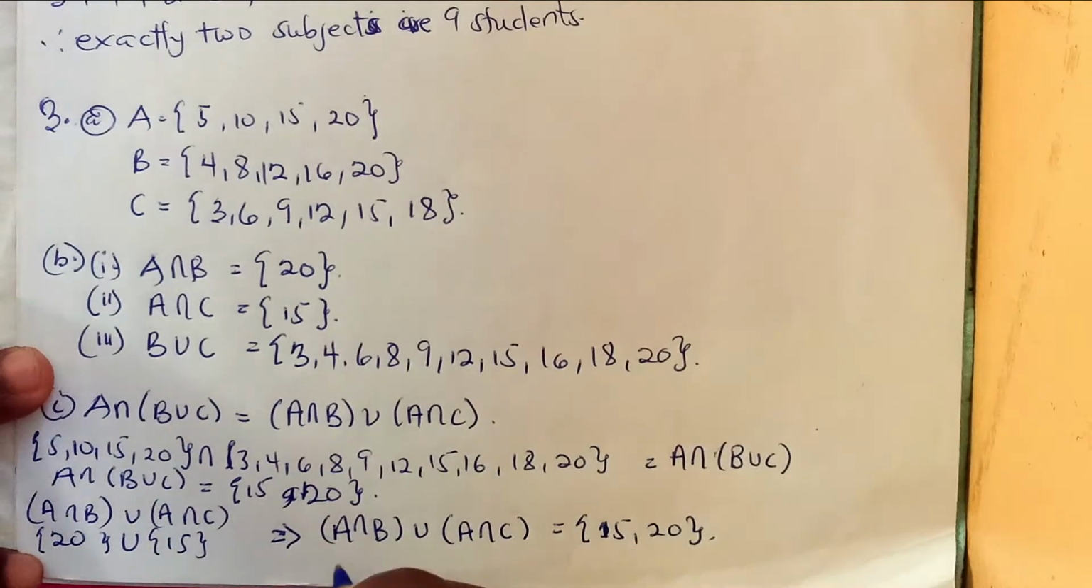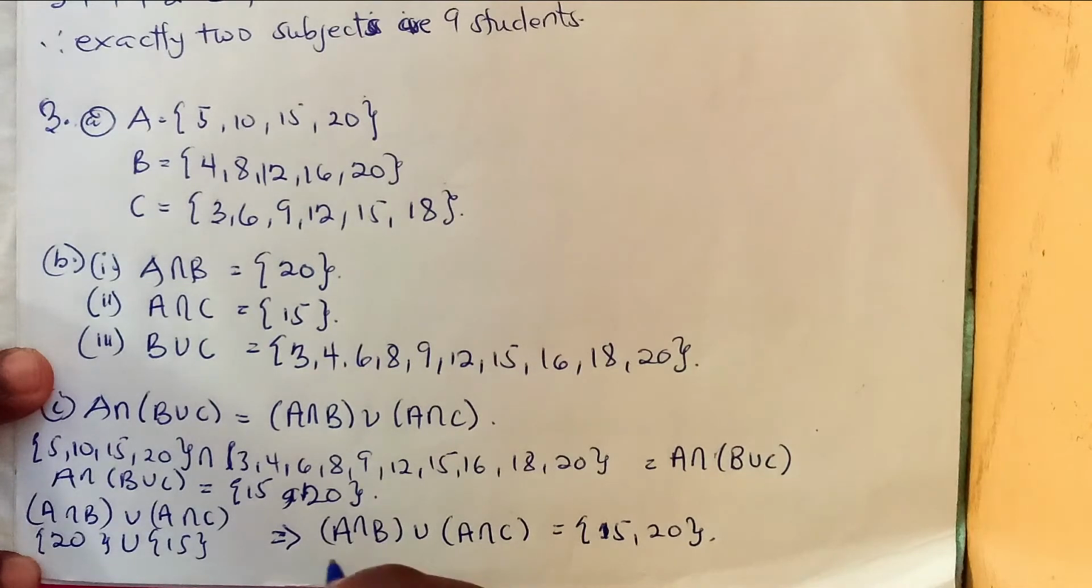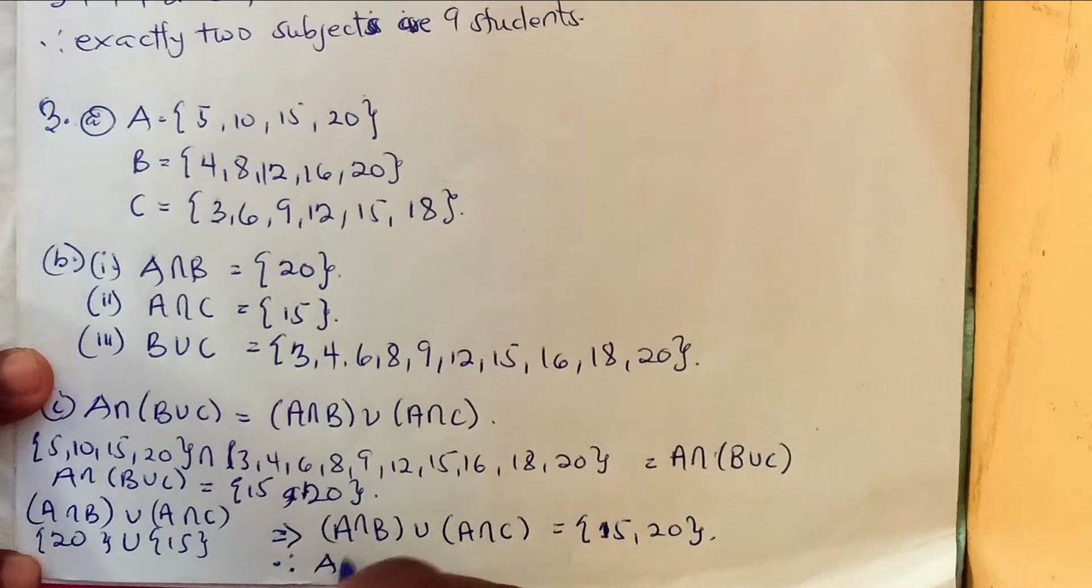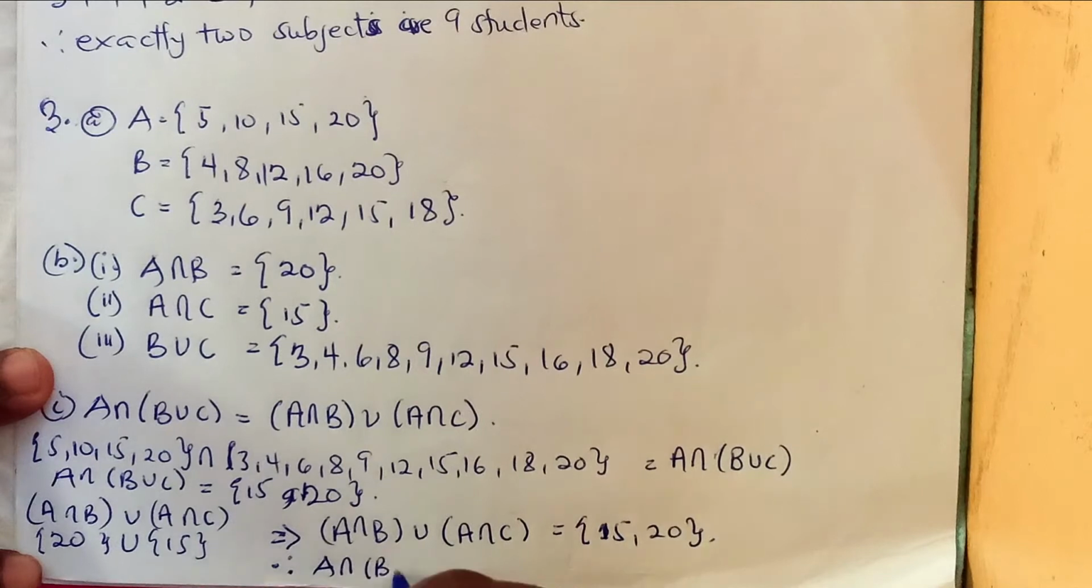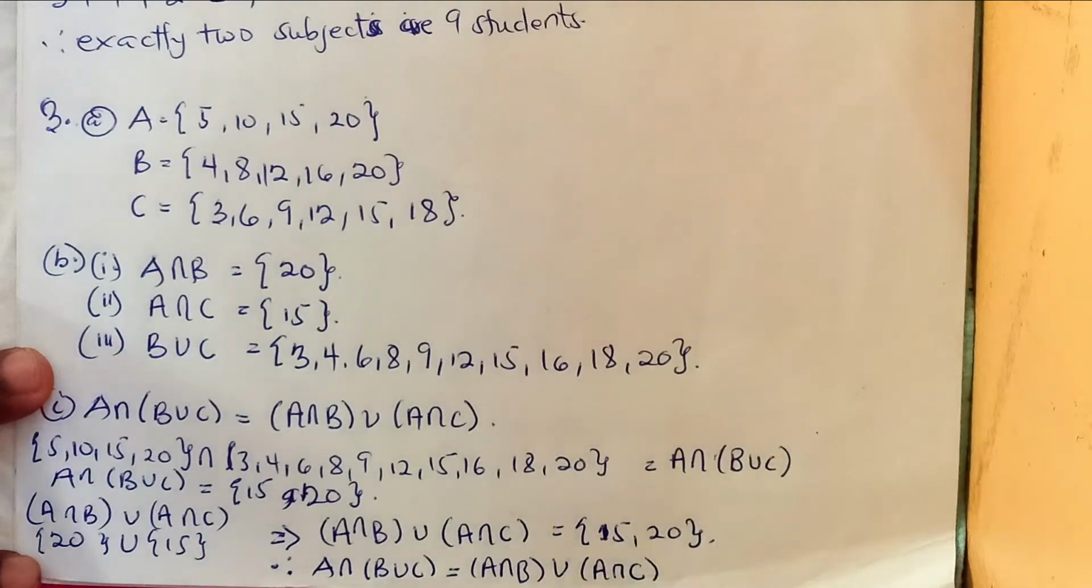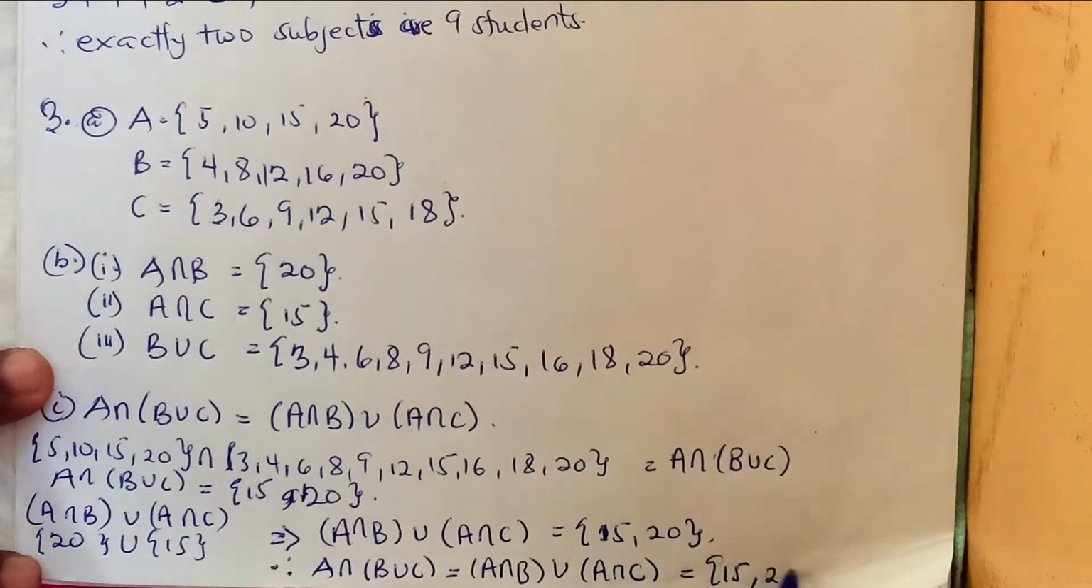So this proves that A intersection (B union C) is equal to A intersection B union A intersection C, since both of them are equal to 15 and 20.